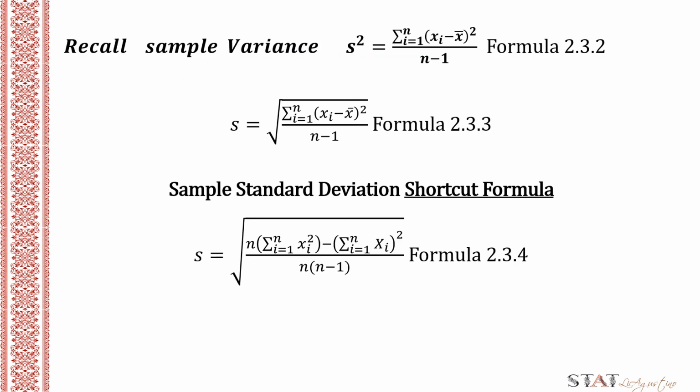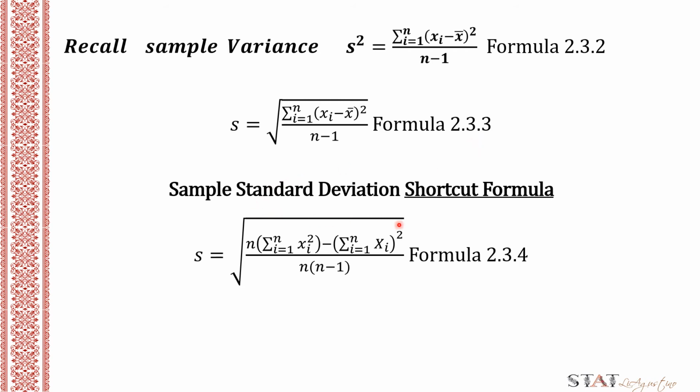Okay, so recall our sample variance in our formula 2.3.2. S squared is equal to the summation of xi minus x bar squared, where i ranges from 1 to n, over n minus 1. So why do we use this n minus 1? They call it the degrees of freedom. And then to get the standard deviation, just take the square root. That would become our formula 2.3.3.